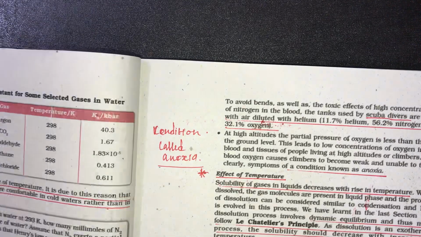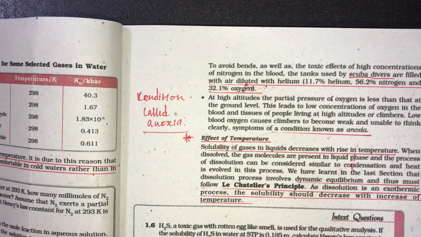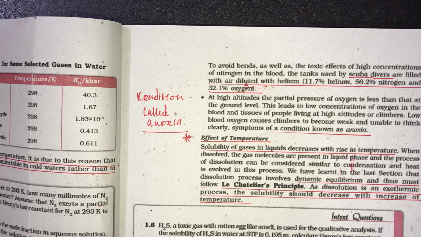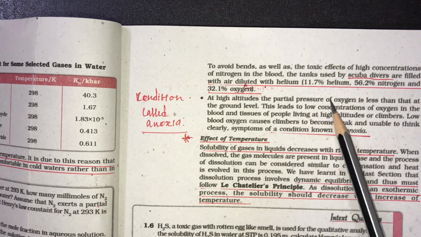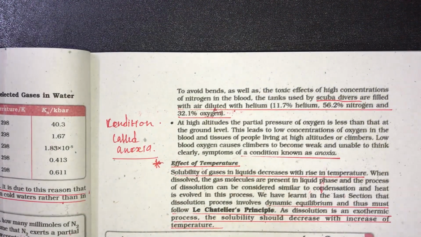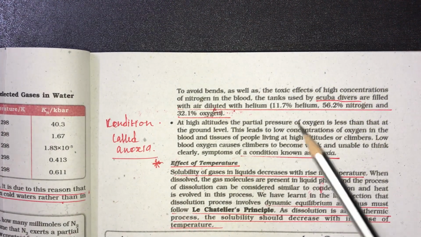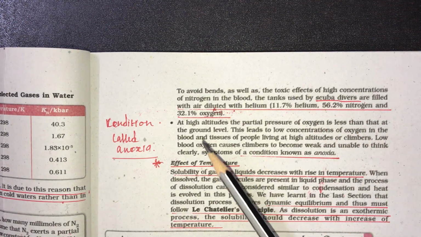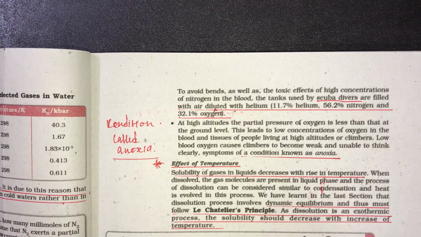To avoid such bends, and to reduce the concentration of nitrogen in the blood, tanks used by scuba divers are filled with air diluted with helium. Thereby it avoids the bends condition. The cylinders contain 11.7% of helium, 56.2% of nitrogen and 32.1% of oxygen.